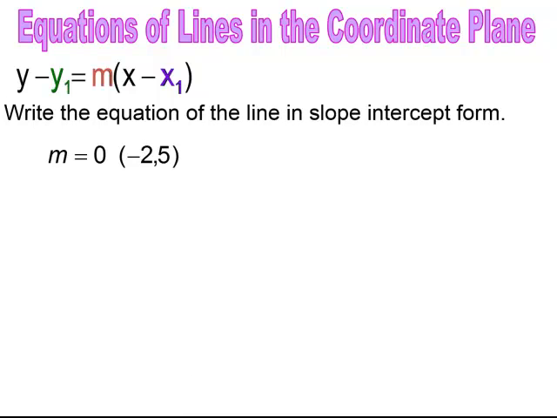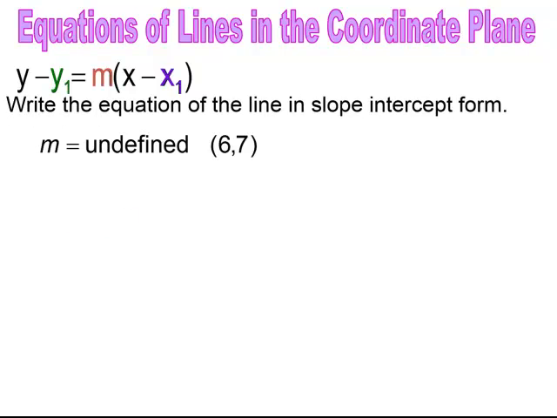So again, you could use the point slope form here, but remember, when the slope is 0, it's simply y equals whatever the y value is in the point. So in this case, the equation is y equals 5. Pause and try.